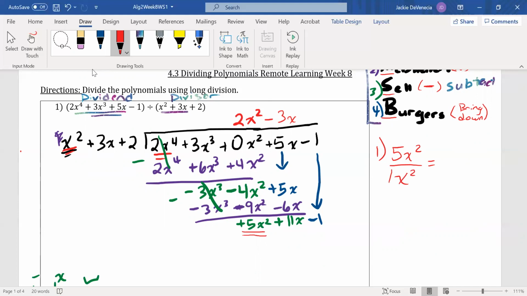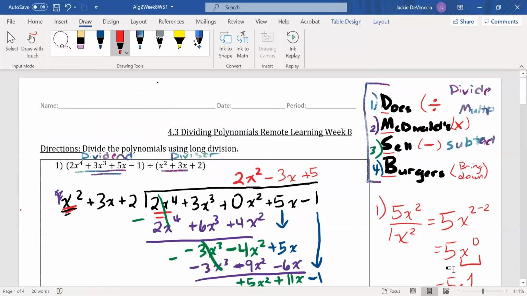5 divided by 1, that's a 5. And if you're doing x squared divided by x squared, that's the same as saying x to the 2 minus 2 power, which is x to the 0. And remember, whenever we have x to the 0, that's automatically a 1. So you're actually doing 5 times 1, which will just give you 5. So this 5, and notice it's a positive, I'm going to put a plus 5 at the end right over here.